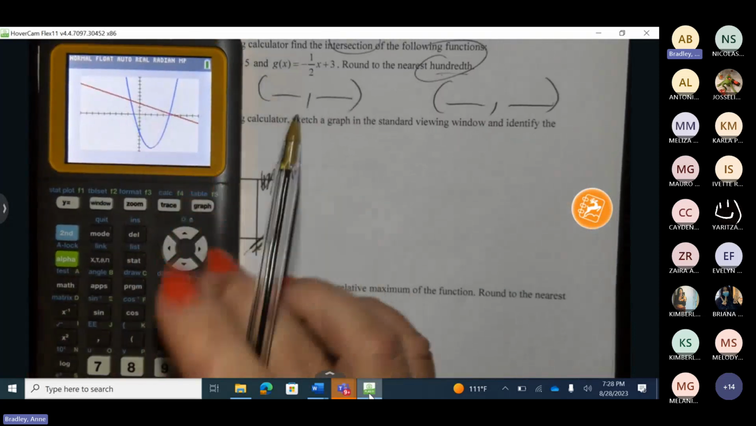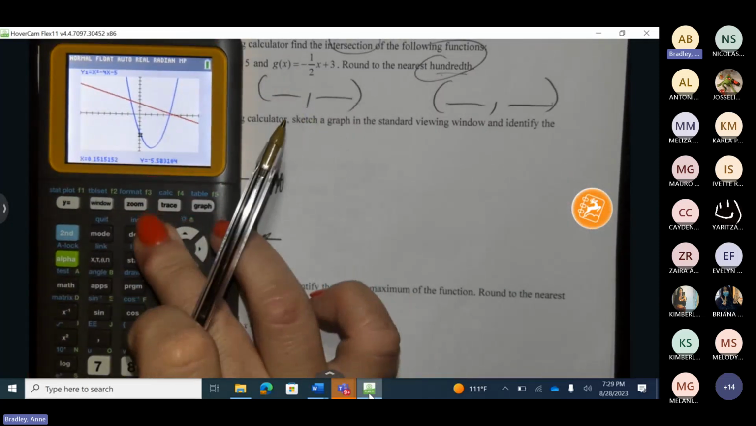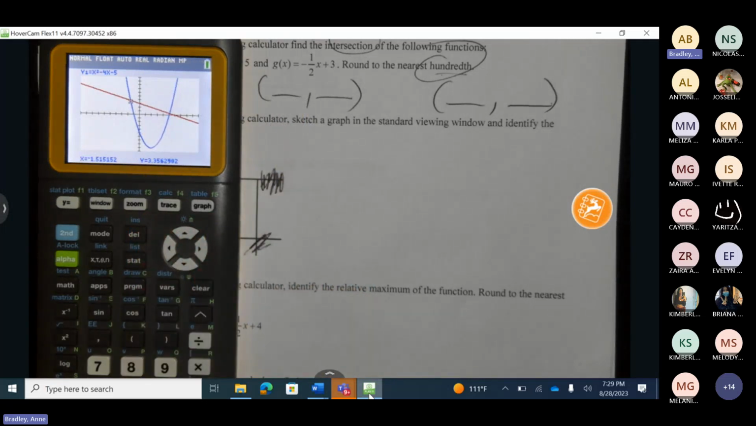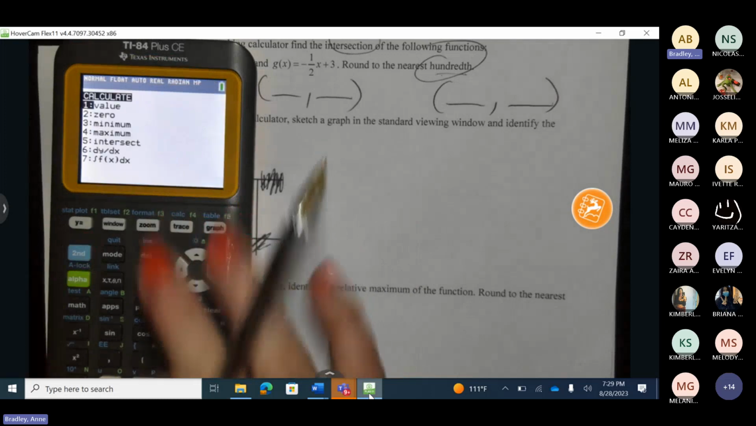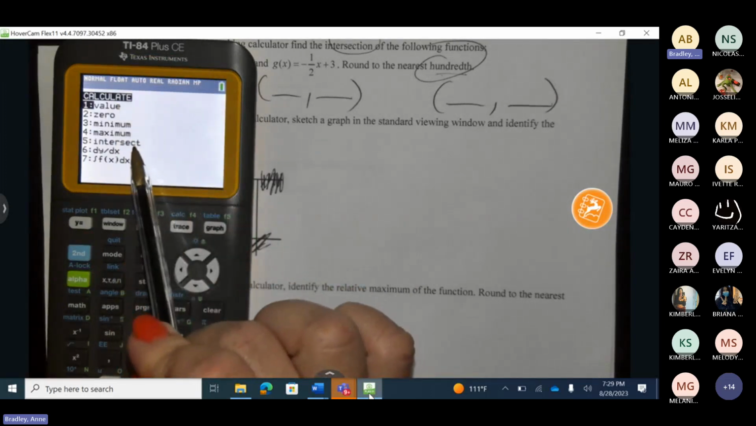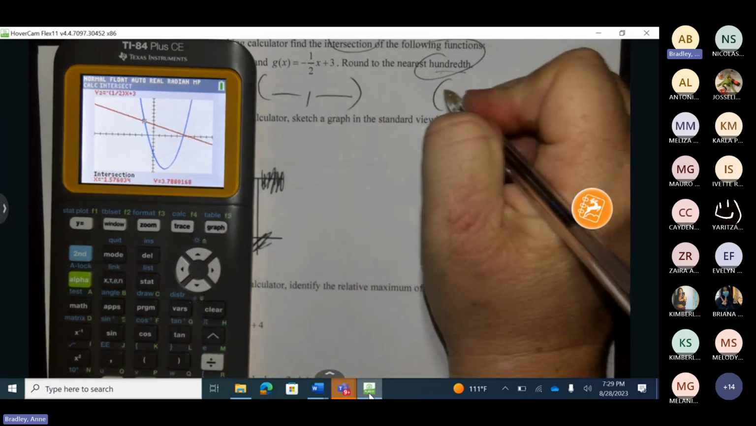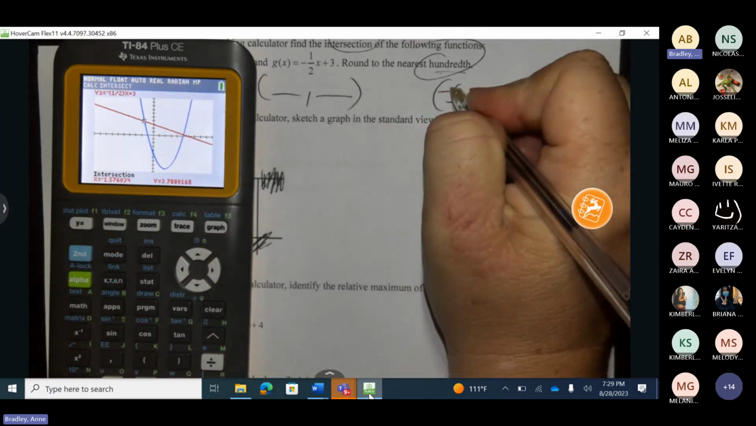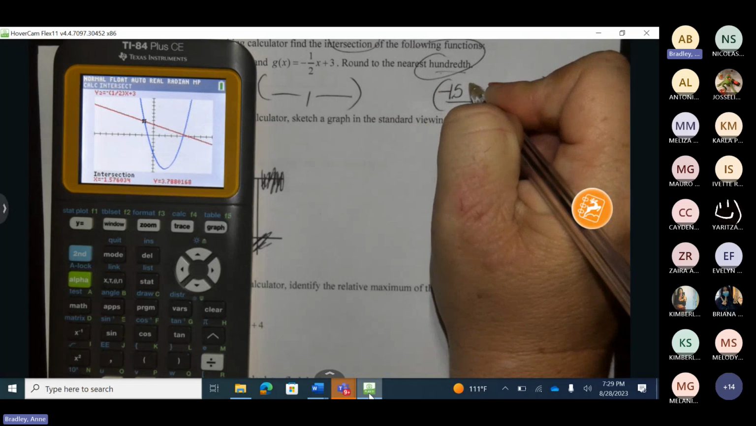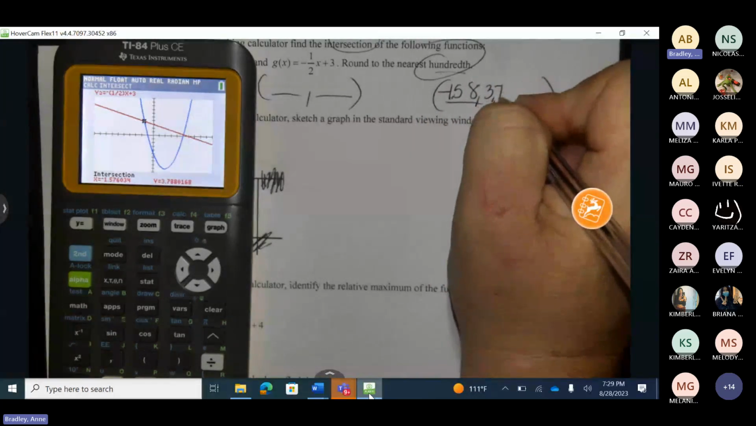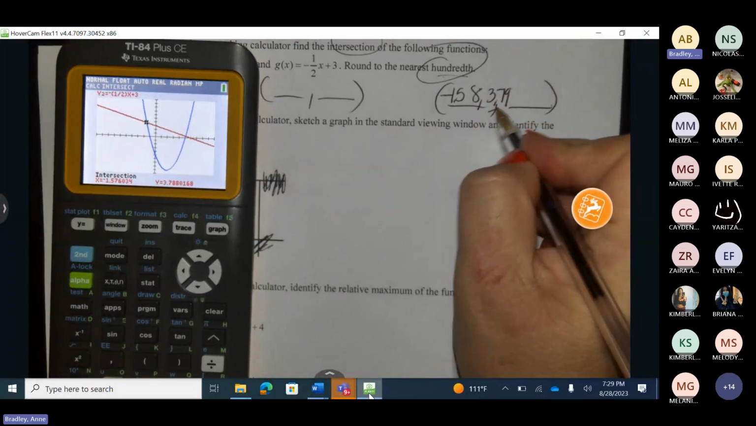So how do we figure these out? What not to do is this: I'd say it's right about there. We want the precise point where they cross. Second, trace, and we're going to find this app or function, intersect. Once you're close, you're going to hit enter, enter, enter. It'll say intersection point. So -1.58 and 3.79.